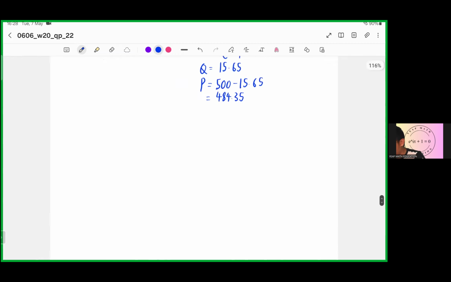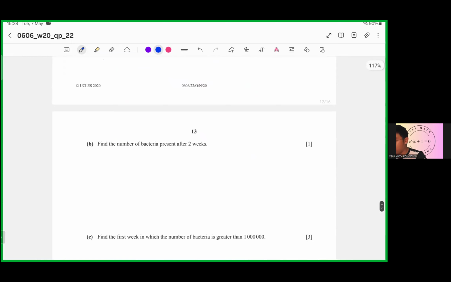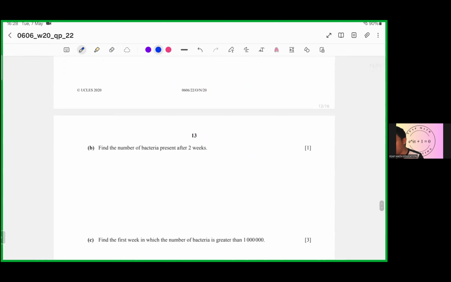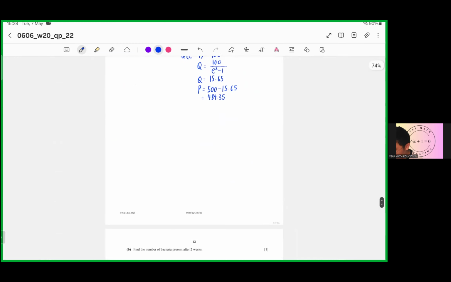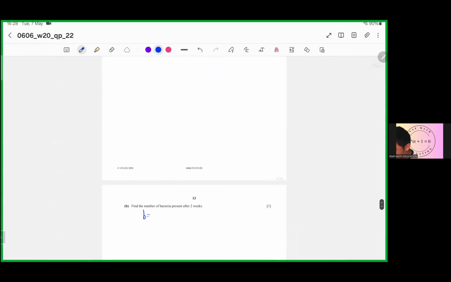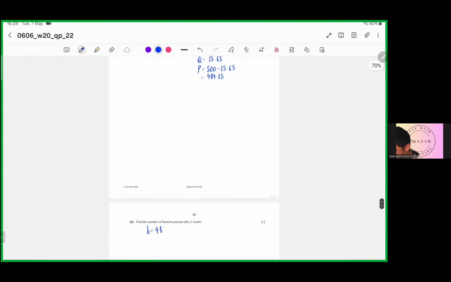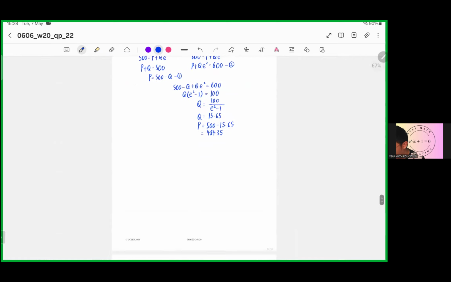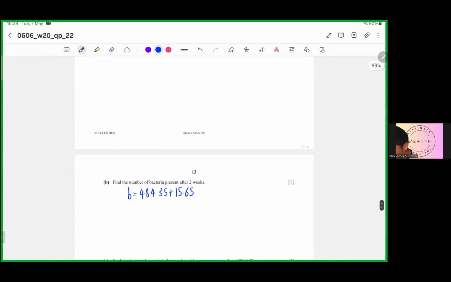Now we look at the next question. Find the number of bacteria present after 2 weeks. So B equals 484.35 plus 15.65 e^2. We just use the calculator to calculate this question. We can write 1338.81.